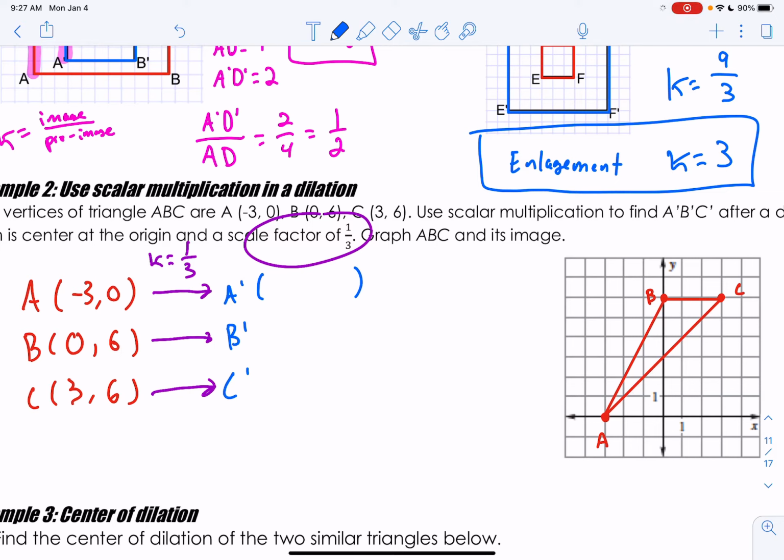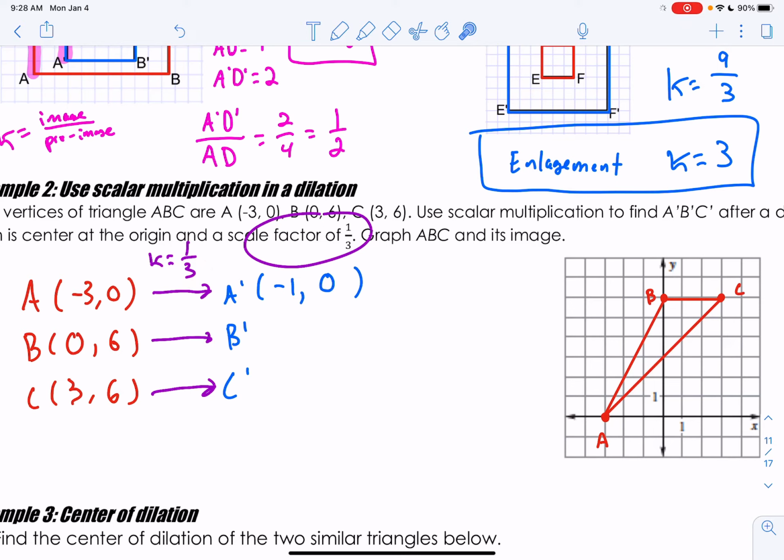Here's how scalar multiplication works. We're going to take my scale factor, which is 1/3, and multiply that by my x and my y coordinate in every single one of these points. That's going to give me my image point. So 1/3 times -3 is -1, so this is my x coordinate for A prime. 0 times 1/3 is 0, so that's my y coordinate for A prime.